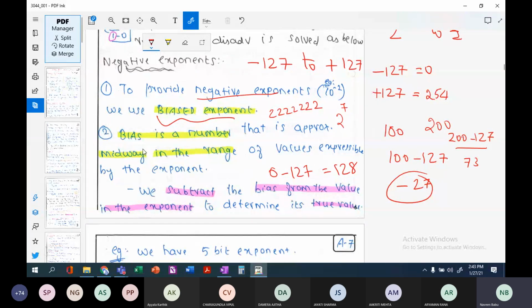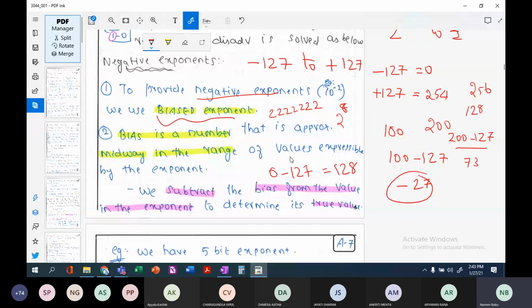So here the bias is a number that we will always choose in the midway of the range. If we have an 8-bit processor, 2 power 8, then the total number of values we can represent is 256. What is the midway of 256? Midway of 256 is 128, with 0 included. So the range will be from 0 to 127. Okay, so midway will be 127.